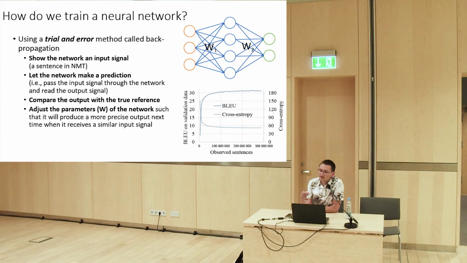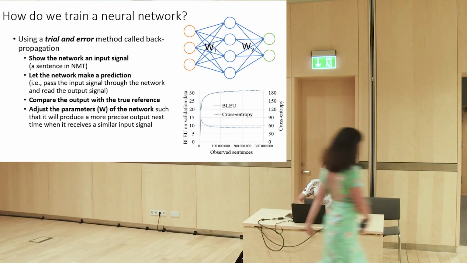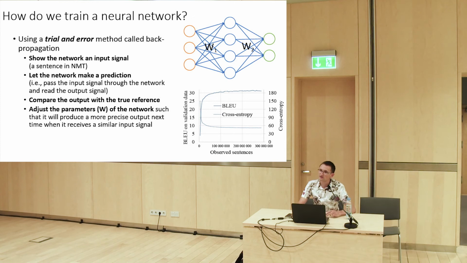So that means that when we show a neural network a sentence, we go through all the data set and then we start again. We shuffle the data set so that the neural network doesn't learn the sequence of the data that we show it. And we continue showing it sentences from the same data set. The more we show it, the better it becomes, up to a certain point.